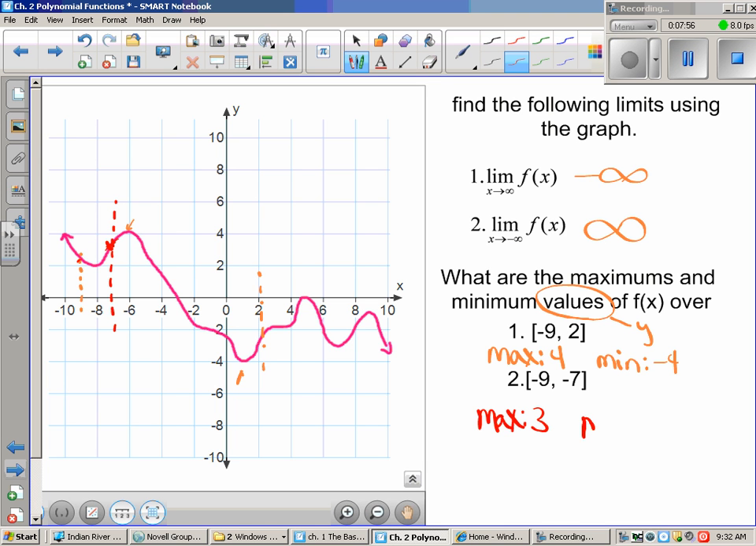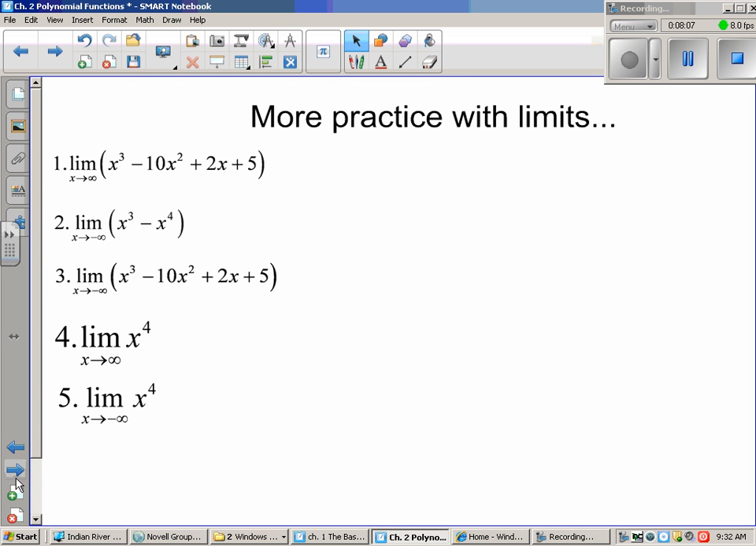And then the minimum, again, it's over that interval. It looks to me that it's at -8. So that would be a minimum of 2. Okay, good.